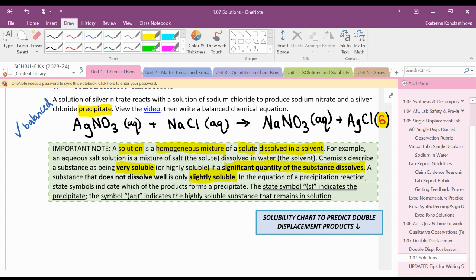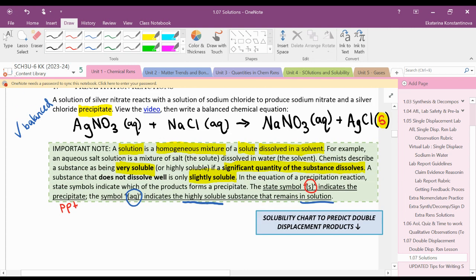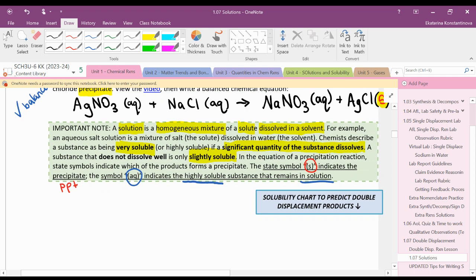In the equation of a precipitation reaction, state symbols will indicate which of the products form as a precipitate. The state symbol S in brackets indicates that there is a precipitate. Sometimes I'll write precipitate as PPT. Whereas when the symbol is aqueous, it tells you that it is highly soluble and the substance remains in solution. So let's take a look at what that looks like based on the example above. We're just going to look at the products.